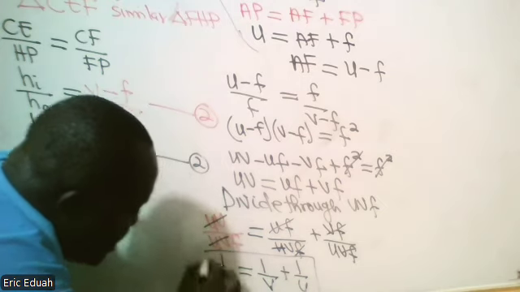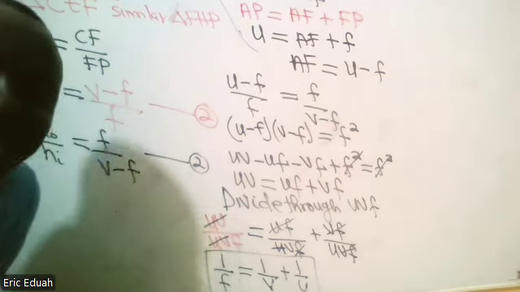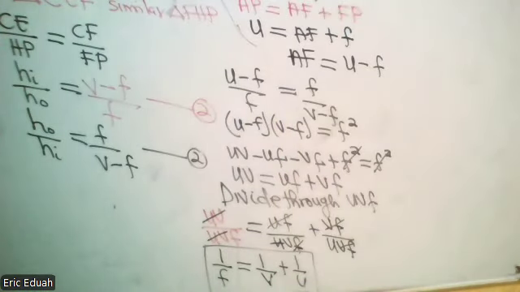Ladies and gentlemen, this is the mirror formula. This is the proof of the mirror formula, which I earlier gave you. A mathematical equation that establishes the relationship between object distance U, image distance V, and focal length F of the mirror.